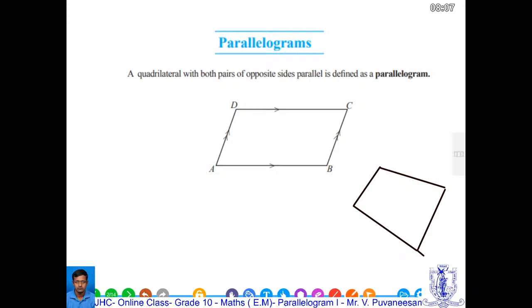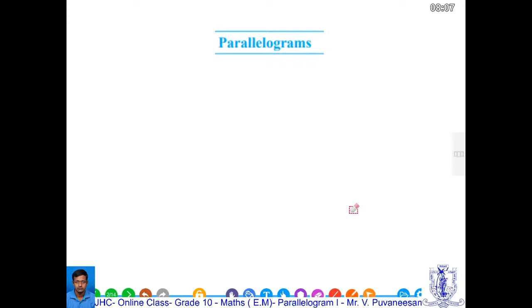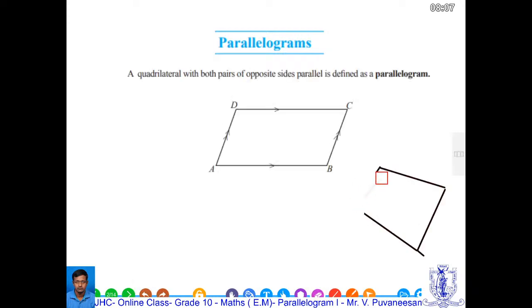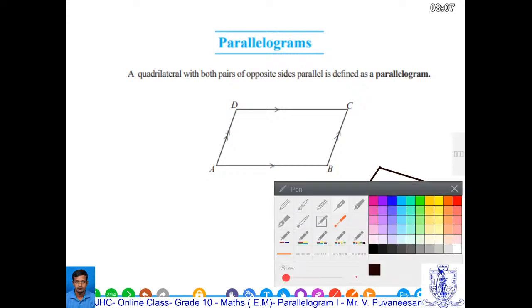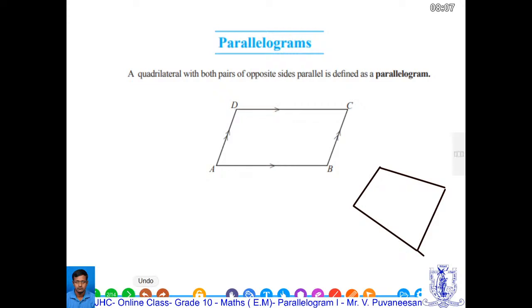Now we see what a parallelogram is. In a quadrilateral, if two pairs of opposite sides are parallel, then we call that a parallelogram. Look at the diagram on the board. Here there is a parallelogram drawn, ABCD. These two lines are parallel, opposite sides. This side and this side are parallel, and the sides AD and BC are parallel.